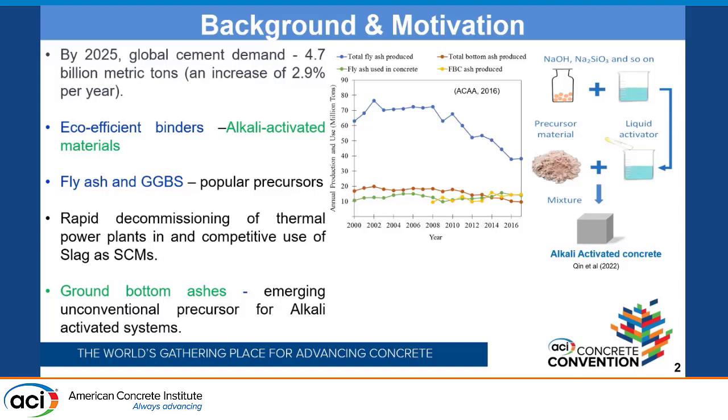Fly ash and GBAs have been the two most conventionally and popularly used precursors in this process. But with rapid decommissioning of thermal power plants and the competitive use of slag as SCMs, it becomes a challenge to get them for production of alkali-activated materials. So we look for unconventional materials which can be used as a precursor for alkali-activated material production, and ground bottom ashes have emerged as an alternative for us.